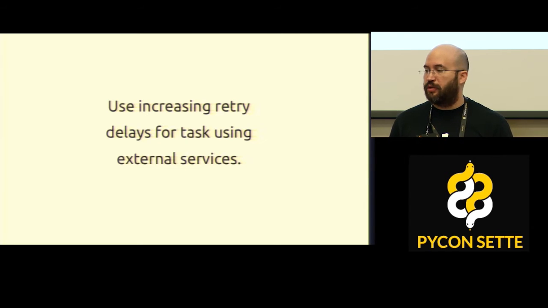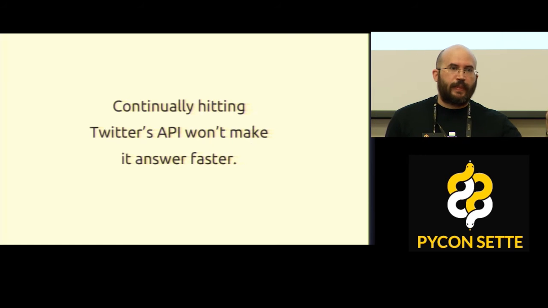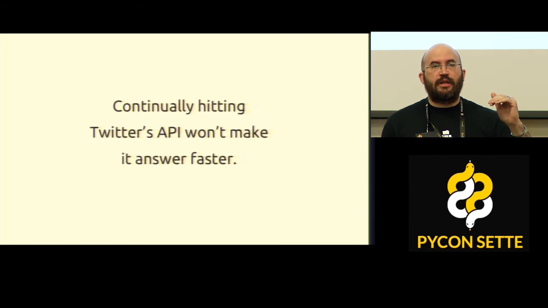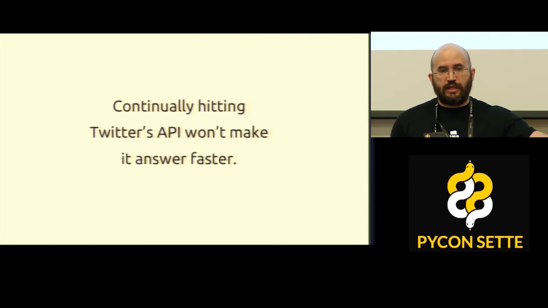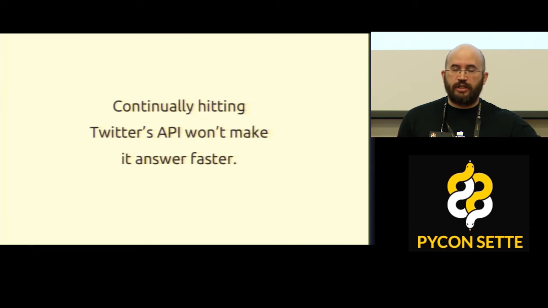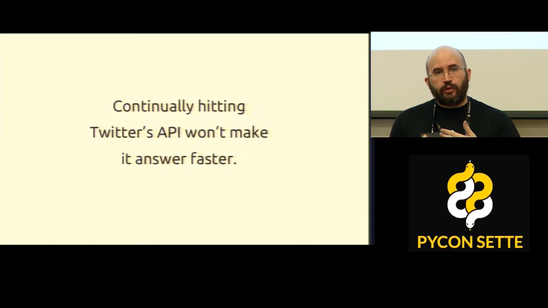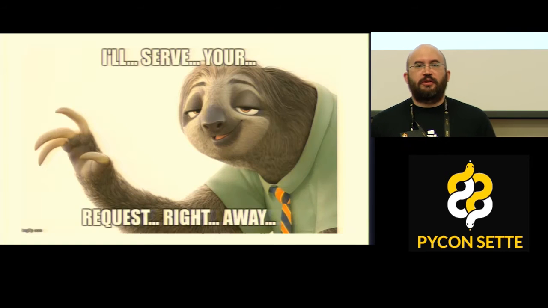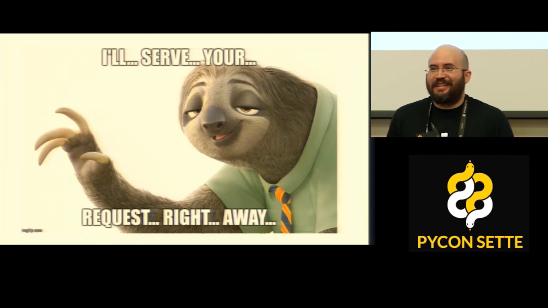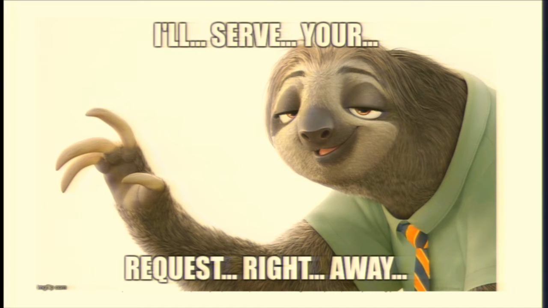So for example, I tried to ping Twitter, and the API didn't respond. So I do a delay of 3 seconds. It doesn't respond yet, I do 5. It doesn't respond, then 10. So I give Twitter time to catch up with the overhead they're having. Right now, I'm not contributing to their blockage.